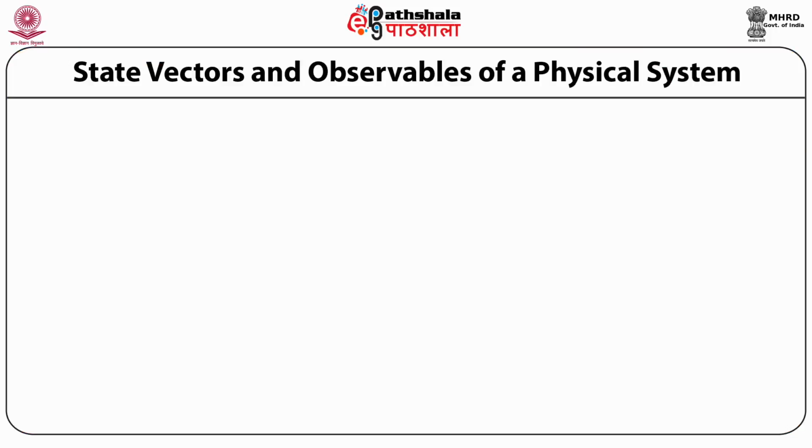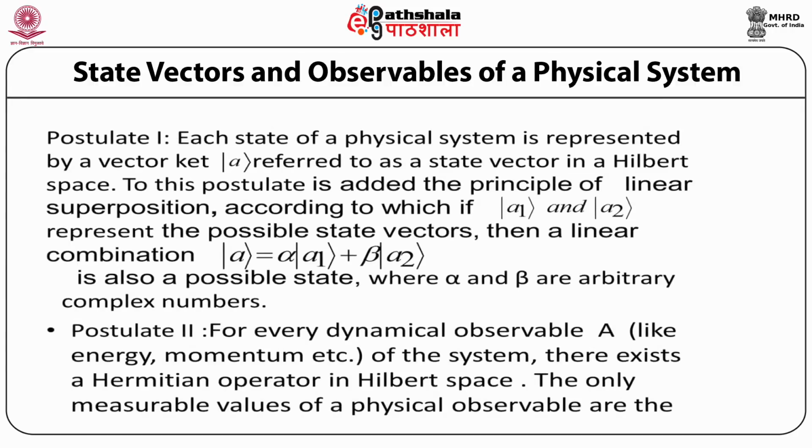The next section is devoted to studying the mathematical properties of representations of the Ket and Bra vectors and operators and unitary transformations from one basis to another basis. State vectors and observables of a physical system. Now we will be discussing the different postulates that are there for the mathematical formalism of quantum mechanics using state vectors and observables of a physical system.